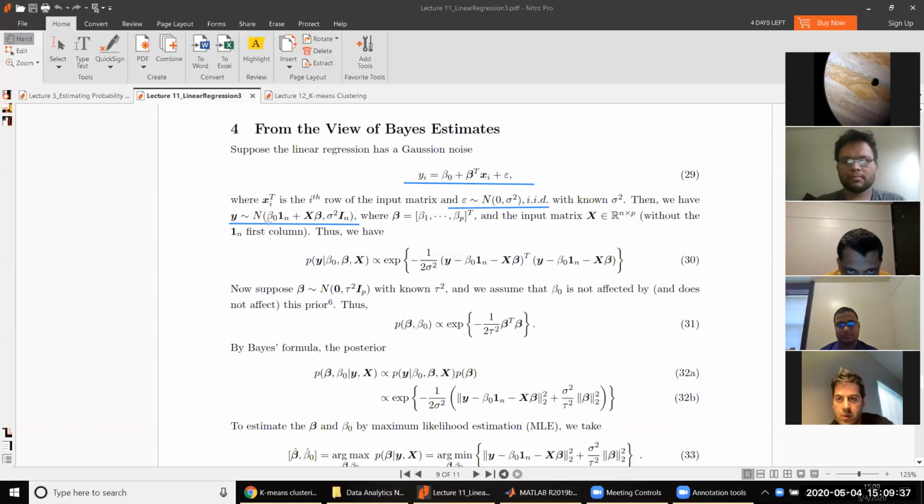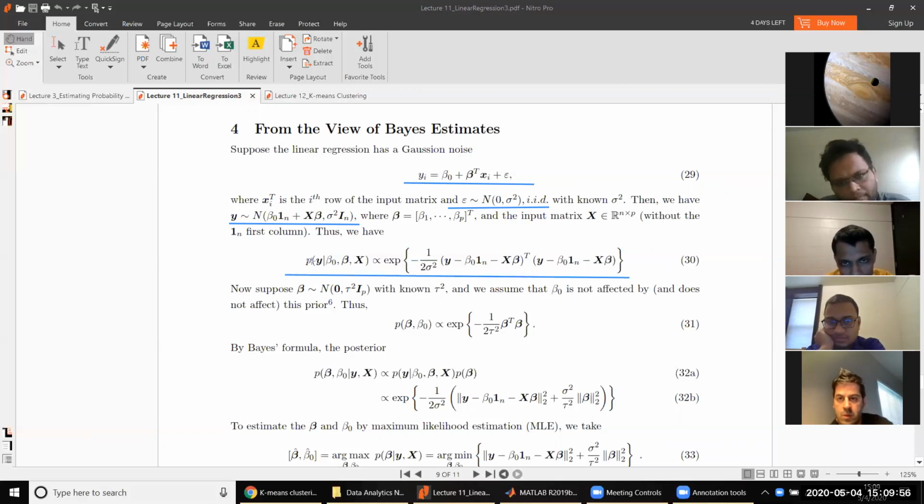The reason I write it this way, beta 0 times 1_n, is because I want to differentiate beta 0 and beta, to make it more clear. And this sigma square I indicates they are IID. Then I will have y given beta 0, beta, x will be proportional to this part. Why? Because it is nothing but a multivariate normal distribution, which is y minus mu, where mu is the mean, this part, times sigma inverse. Sigma inverse is what?